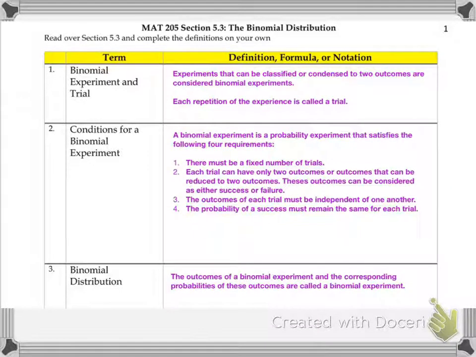Okay. Hello, everyone. This is section 5.3 notes on the binomial distribution. And this is just starting off. I just wanted to start you all off. We will finish the examples in class, but the definitions I wanted to go over with you all, and I just wanted to make sure that we did the definitions together and sort of on the same page in terms of the definitions.